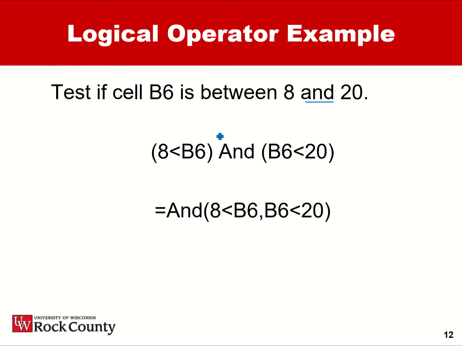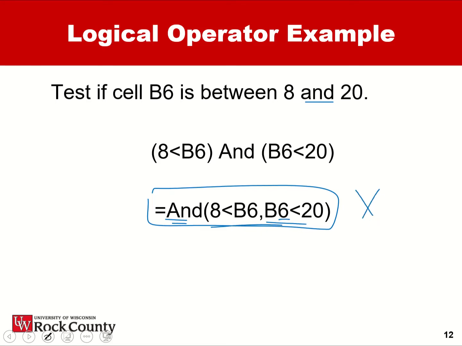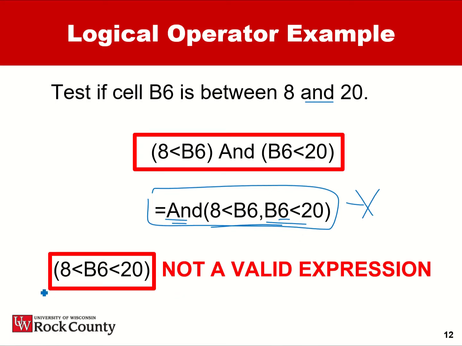The way we write it in Excel, though, is equals AND, 8 is less than B6, and B6 is less than 20. So this is the way it is written in Excel, not the way it's written in the first line. The second one is the way we would do it. Neither of these others is valid. Even this last one on the bottom is not a valid expression in Excel. It will come back with an error every time. You must use the AND at the beginning, like in the middle example of the three here.